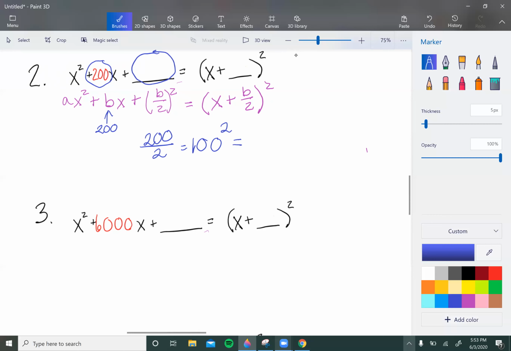100 squared is 1,000. I'm sorry, 10,000. I'm silly. 10,000. Okay. And so then what goes in this spot is just going to be half of b. So 200 divided by 2 is just 100. 100 goes in this spot. We're all done. And I'll just make sure to put 10,000 right here. Okay. I hope that was good. Let's do it again.